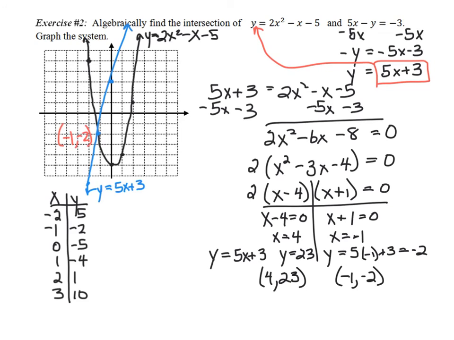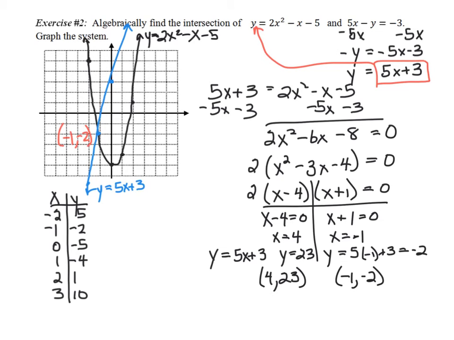Let's take a look at the graphs. I've got the parabola, and notice how I've labeled it y equals 2x squared minus x minus 5. And I've got the linear function, y equals 5x plus 3. So that was nice and easy to graph. I used a table of values for the parabola, and I used the slope-intercept form for the line.